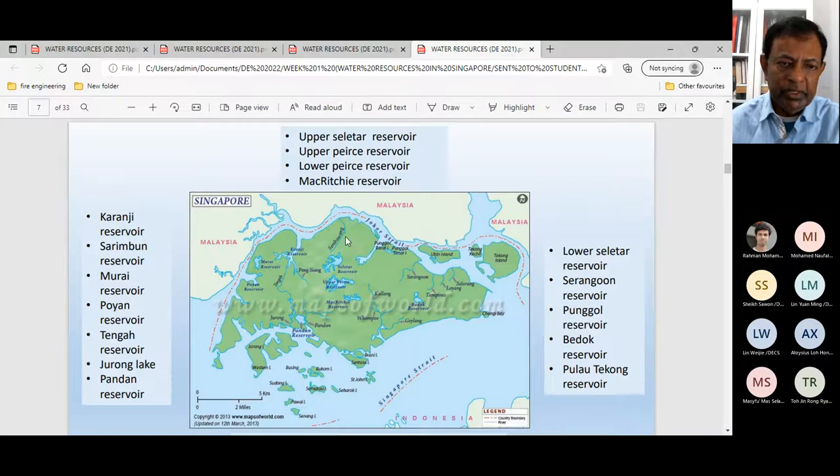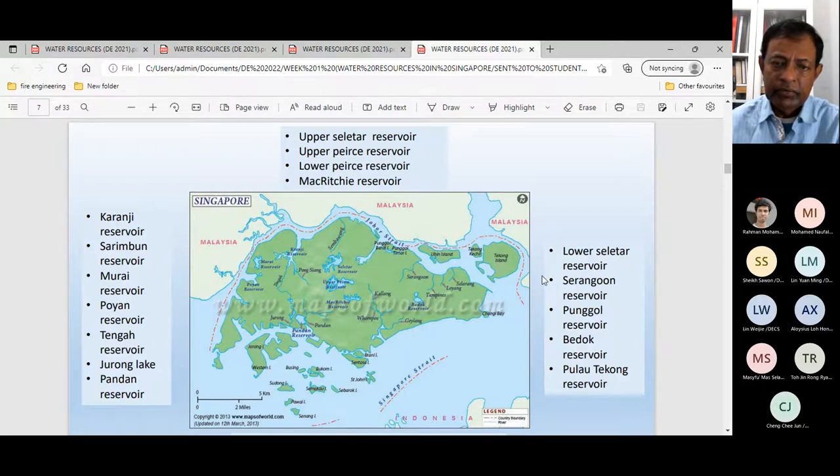So similarly, any questions? Yeah. So within the inland reservoirs, only four of them are inland reservoirs, which are away from the sea. You can see Upper Seletar Reservoir, Upper Peirce Reservoir, Lower Peirce Reservoir, and MacRitchie. These are all inland reservoirs. And at the same time, they have also developed some of them on the eastern side, and these are closer to the straits.